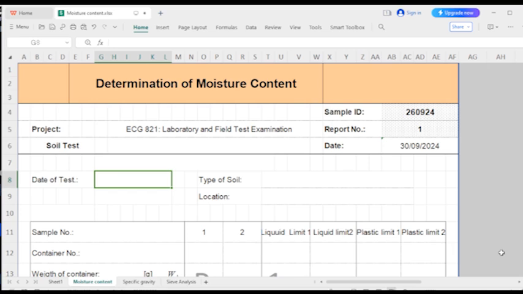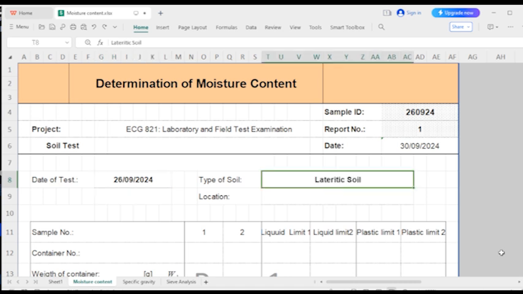This is the determination of moisture content from the sample collected from site, and it has been taken to the lab. The project is at level laboratory and field test examination. The date considered is 30th of September 2024. The date the test was carried out was the 26th of September 2024.